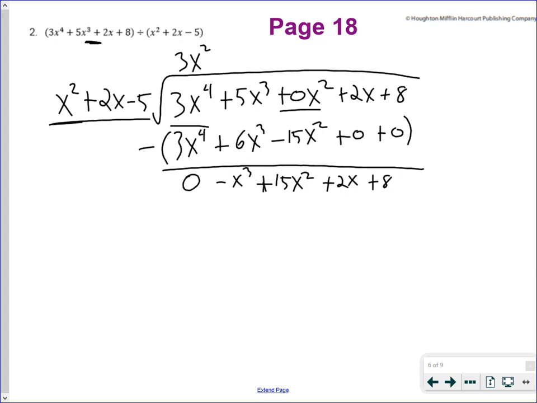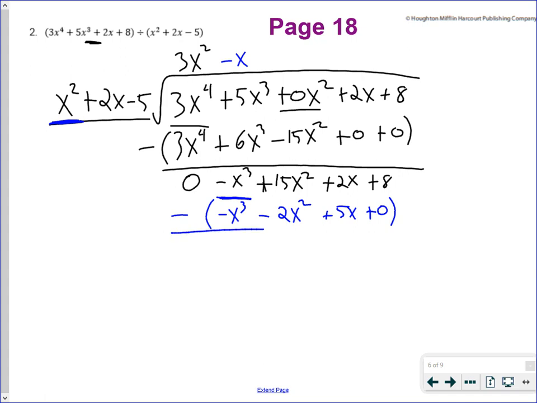Okay? So now I'm going to do the same thing again, but this time with the last polynomial I have over here, the negative x cubed plus 15x squared plus 2x plus 8. So I'm going to see how many times does x squared go into negative x cubed. Or x squared times what gives you negative x cubed? That's going to be negative x. Negative x times x squared is negative x cubed. That's what we want. Negative x times 2x is negative 2x squared. And negative x times negative 5 is a positive 5x. And then we'll just put a plus 0 for the 8, so I don't forget about it.